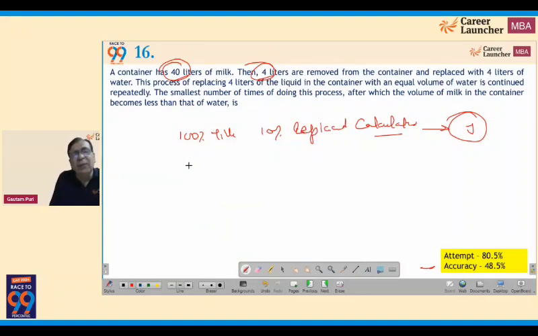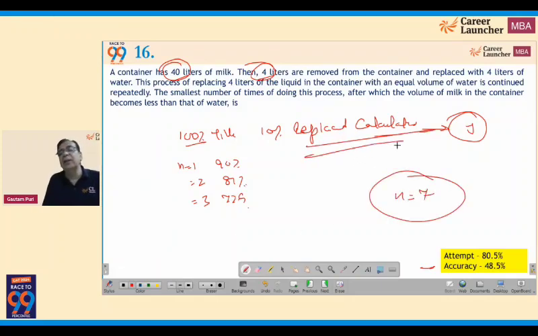So use a calculator. After the first iteration, it will become 90%. Second iteration, 81%. Third iteration, 72.9%. Use a calculator if you need to. 100 into 0.9 into 0.9 into 0.9, your answer will be n equal to 7. This was a calculator question. If you have not used a calculator and you are not comfortable with oral calculation, you have made a big mistake.